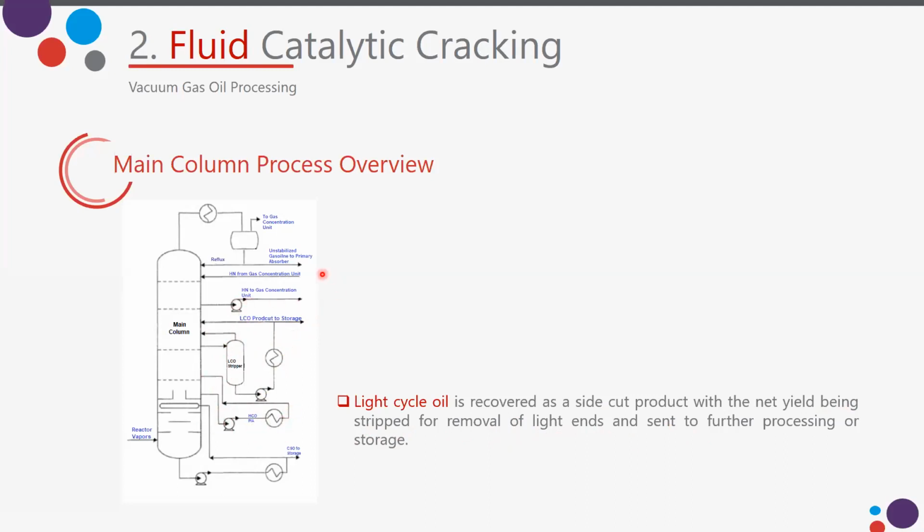We see here that some of the heavier streams we will use only as pump-around in the column, okay? Here also we have some streams that go to the gas concentration unit for heating and then come back to the column. And here, the bottom of this column is the clarified slurry oil, which will also be sent to storage for fuel oil blending.